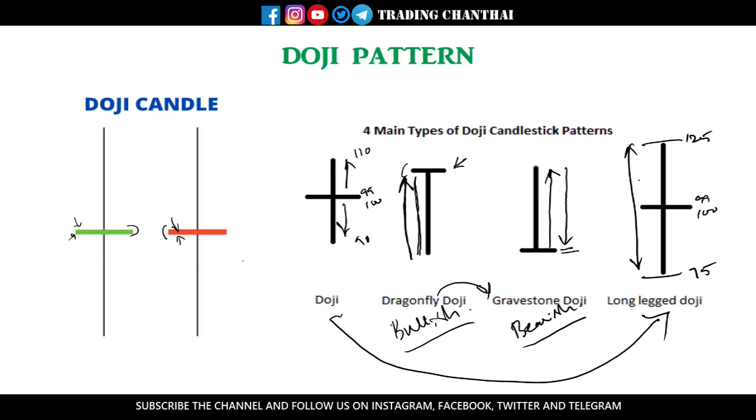All these four kinds of doji patterns are reversal patterns based on where they are forming. If it is forming after a downtrend, the doji, long legged doji and dragonfly doji are good potential reversals for an uptrend. And if it is forming after a good uptrend, the doji, gravestone doji and long legged doji are good potential patterns for a downtrend. So let us now check live examples.